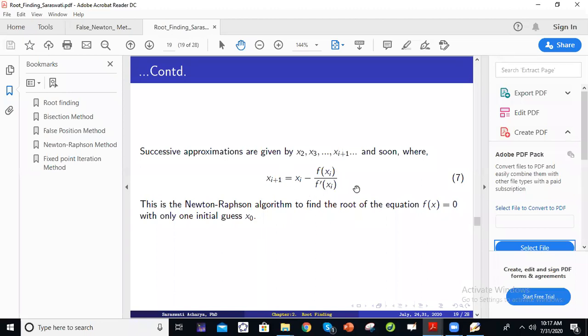We need an initial approximate root or initial guess point to find the root of the given nonlinear equation. Whether we call it x naught or x1, we suppose x naught and stick to that. Okay, as we suppose initial guess x naught, here i runs from 0, 1, 2, 3 up. This is the Newton-Raphson formula to find the root of the equation f of x equals to 0 with only one guess x naught.